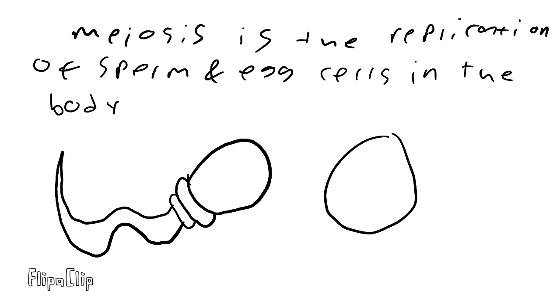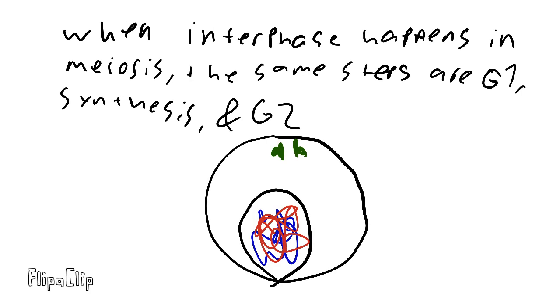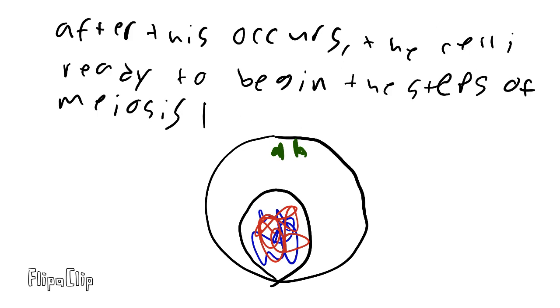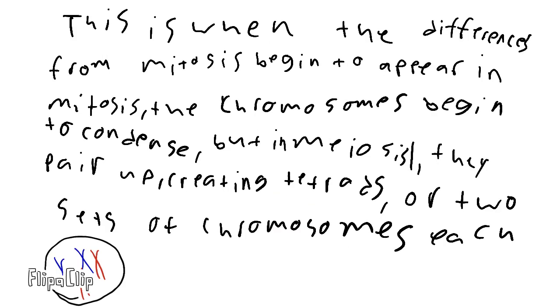Meiosis is the replication of sperm and egg cells in the body. Before it begins, interphase must occur. When interphase happens in meiosis, the same steps take place as they do before mitosis. These steps are G1, synthesis, and G2. After this occurs, the cell is ready to begin the steps of meiosis 1. After interphase, prophase 1 occurs. This is when the differences from mitosis begin to appear.